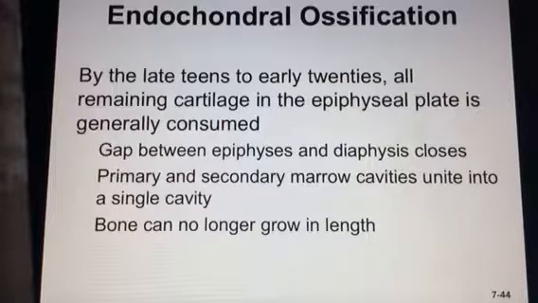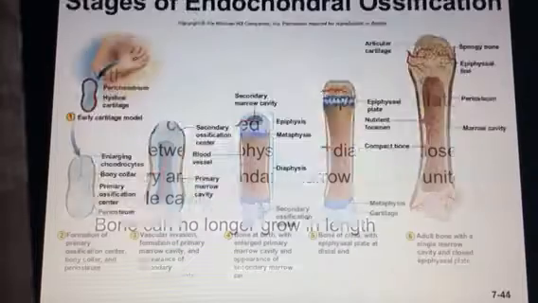Okay, toward our late teens or early 20s, we're going to see the cartilage that's remaining in the epiphyseal plate is consumed, and so the gap between the epiphysis and the diaphysis is closed, and then those primary and secondary cavities unite into one large cavity, one single cavity, and the bone is done growing in length.